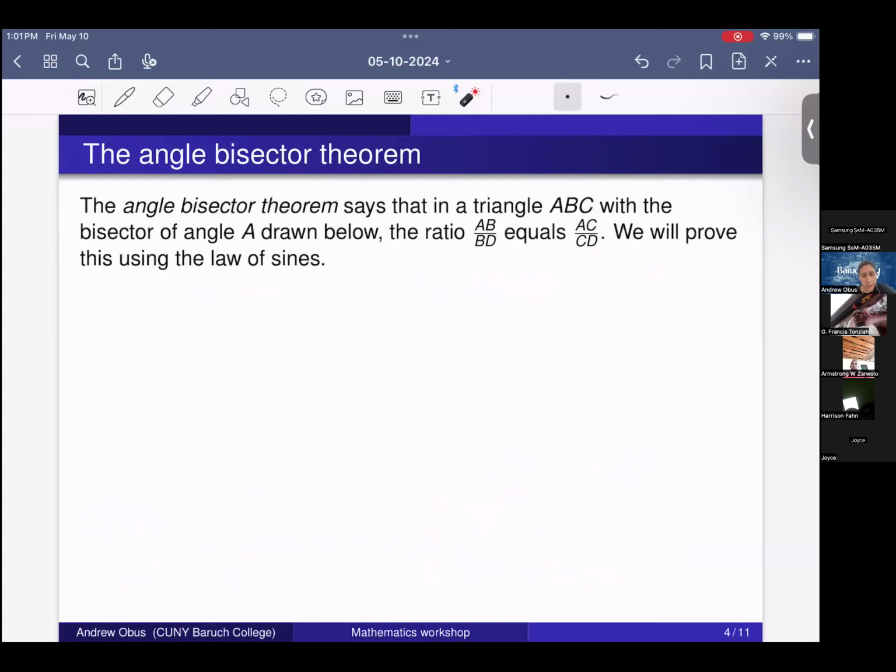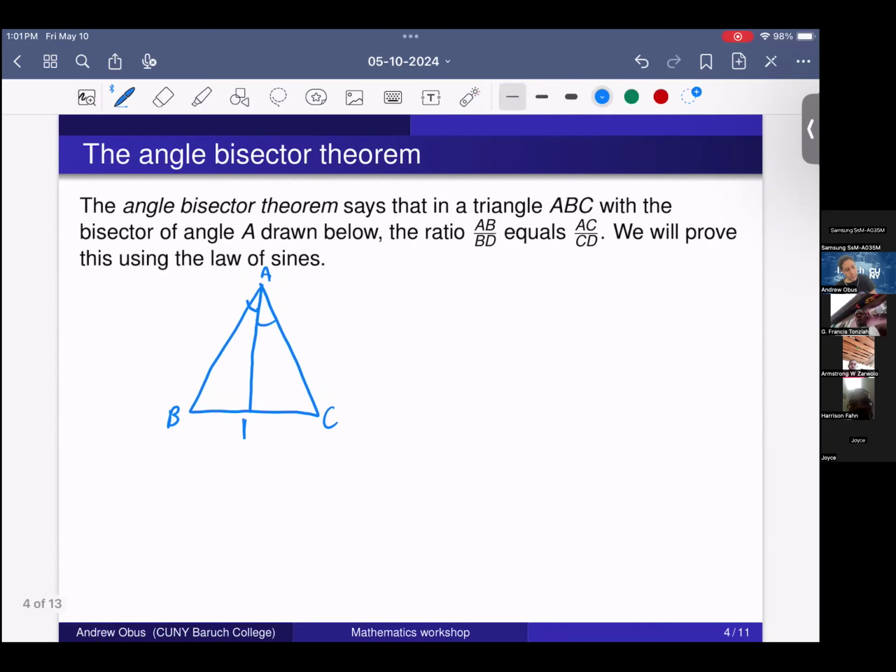Let's move on. There's one proof that I promised you last time that we skipped because we didn't have time. So I want to prove one last application of the law of sines before we move on to our real topic today: the angle bisector theorem. I'm going to draw a triangle ABC, and then draw the angle bisector, the line from angle A down to side BC that bisects angle A. That means it breaks it into two equal angles.